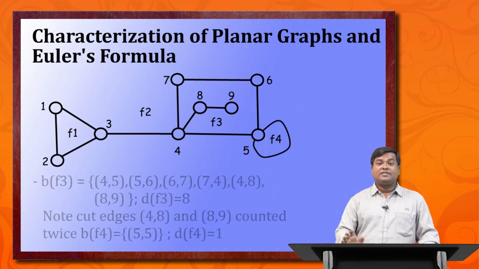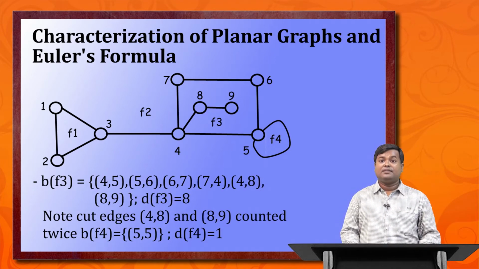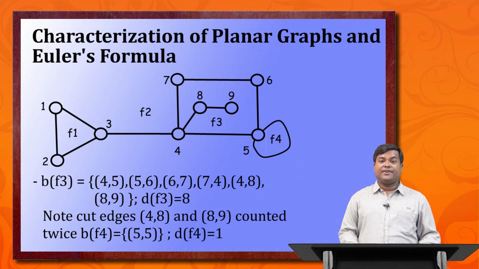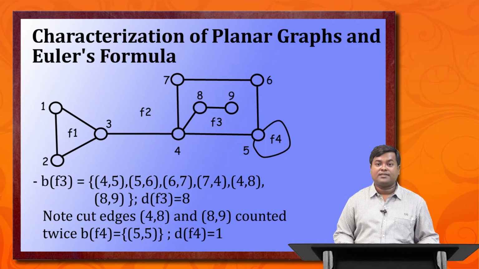Now if we see the third phase F3, there also we have edges 4-5, 5-6, 6-7, 7-4, 4-8, 8-9, total 6 edges. Now out of these 6 edges, 4-8 and 8-9 are the cut edges. So we said cut edges need to be counted twice, therefore the total degree of this boundary having 6 edges is 8, because 4-8 and 8-9 are counted twice.